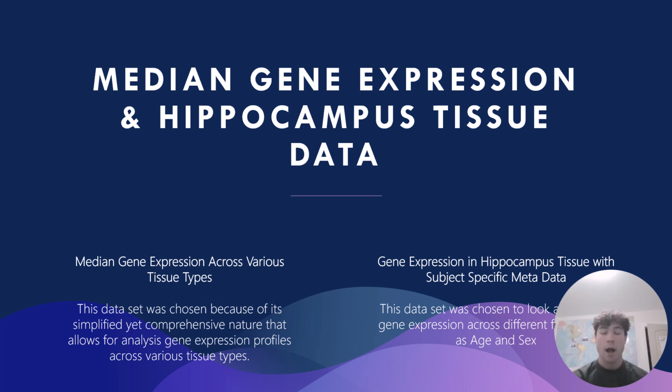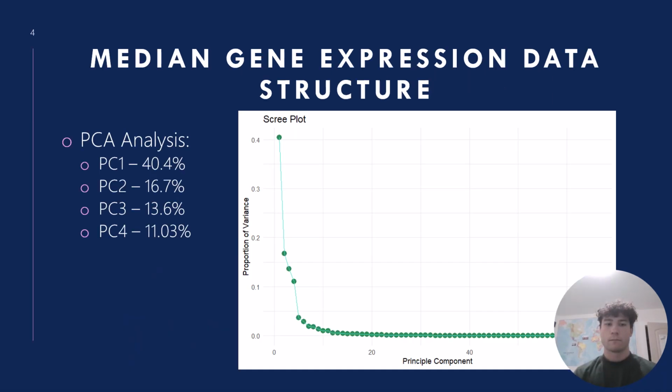And then I also looked at gene expression in hippocampus tissue with subject-specific metadata. The goal with this one was just to see how metadata factors like age and sex correlate with gene expression in hippocampus, and trying to see if I can draw any conclusions about cognitive function from that. To start off with, I ran a PCA to look at the variation in the structure of the data.